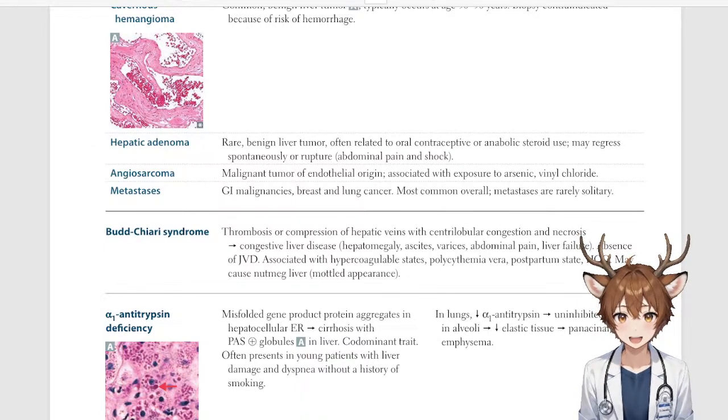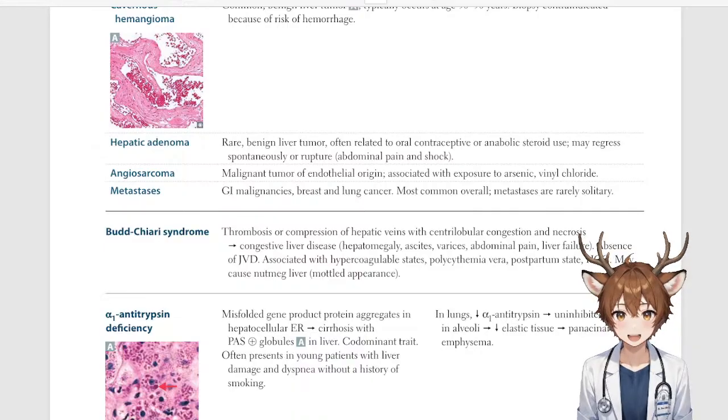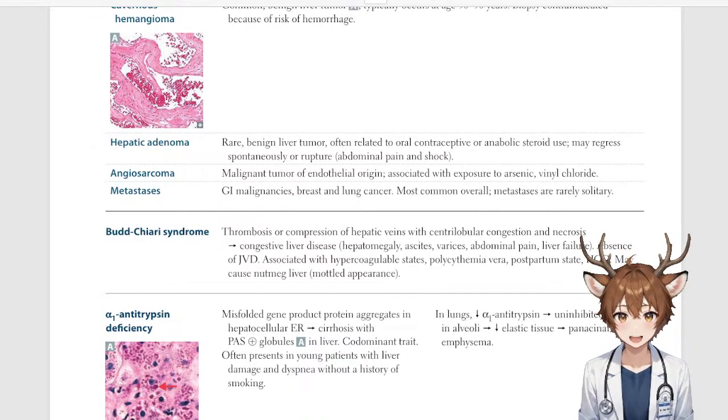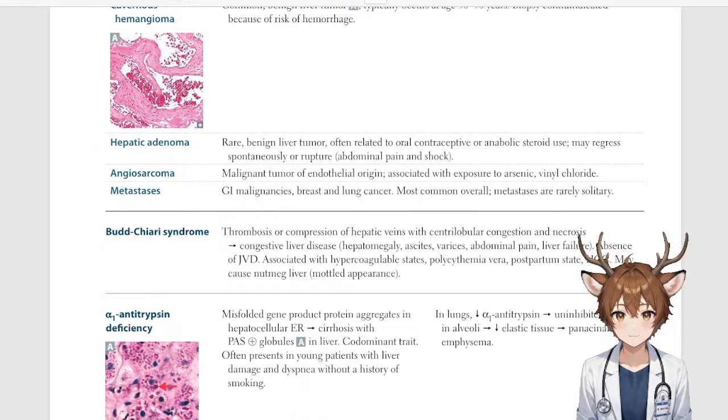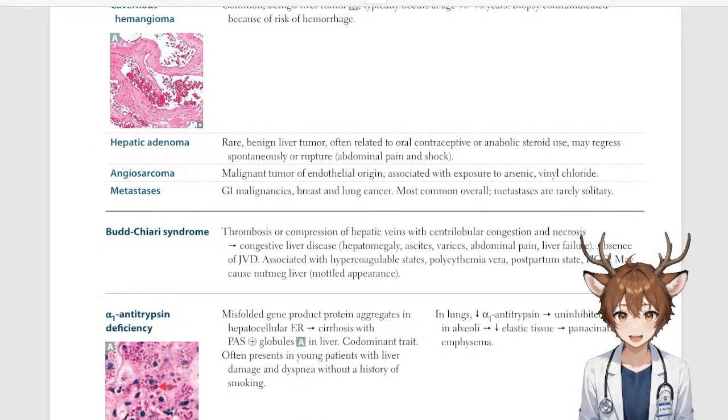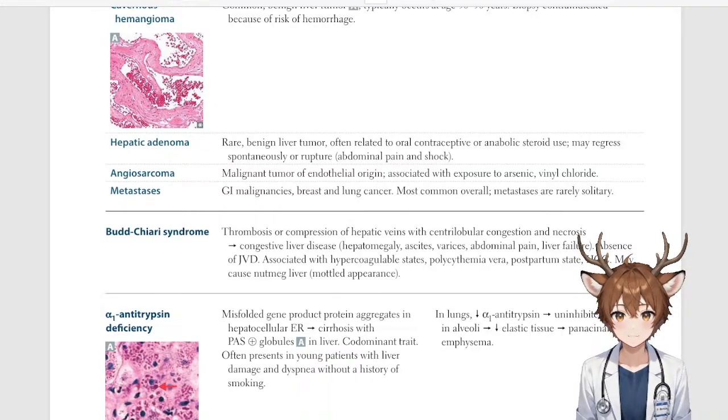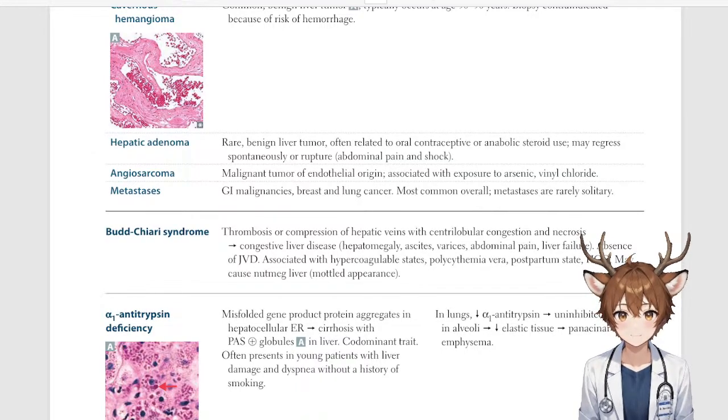So the most common malignant liver tumors overall are metastases, not endogenous ones necessarily. The most common kind is the metastatic type. Primary sources include GI, breast, lung cancers. Metastases are rarely solitary, so you'll probably find more than one.